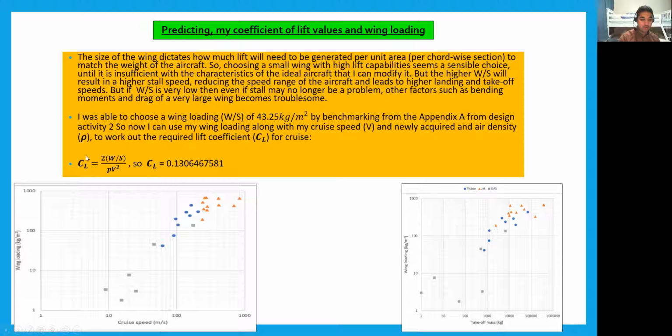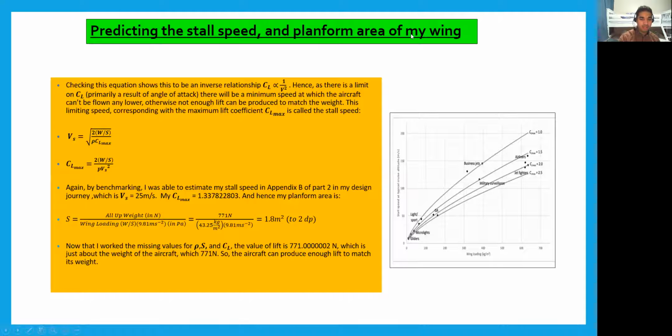become troublesome. I was able to choose a wing loading of 43.25 kilograms per meter squared by benchmarking from the appendix, benchmarking here from activity 2, and using my wing loading, I was able to work out my wing coefficient of lift, predicting the stall speed and planform area of my wing.